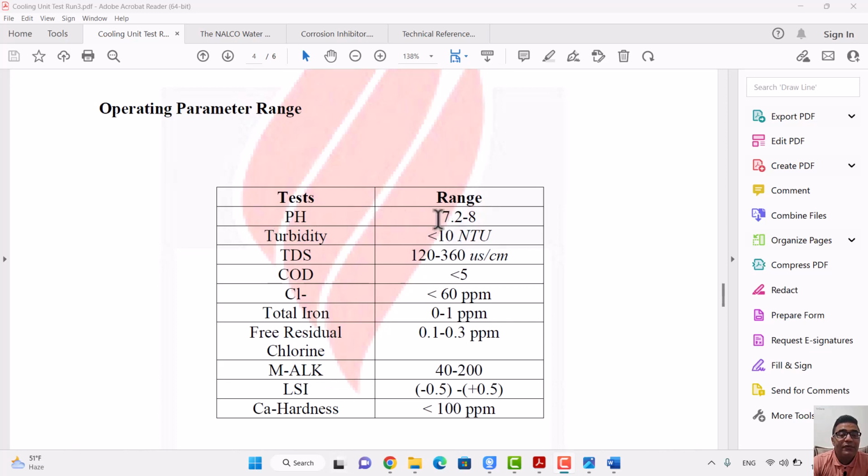pH should be maintained between 7.2 to 8. Turbidity is less than 10. Chloride is less than 60 ppm. COD in this range. TDS should be in this range. Total iron should be maximum 1 ppm. Of course, we keep it lower than 0.1 instead of a maximum 1 ppm. It is too much. And of course, other characteristics you can see for yourselves.